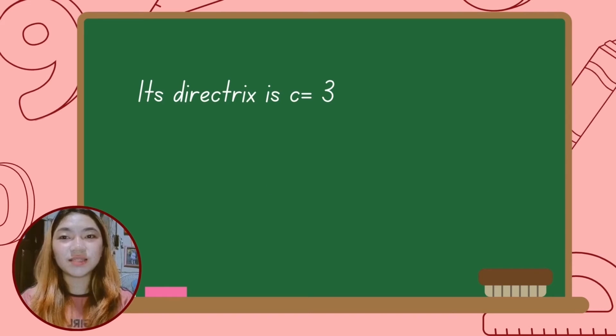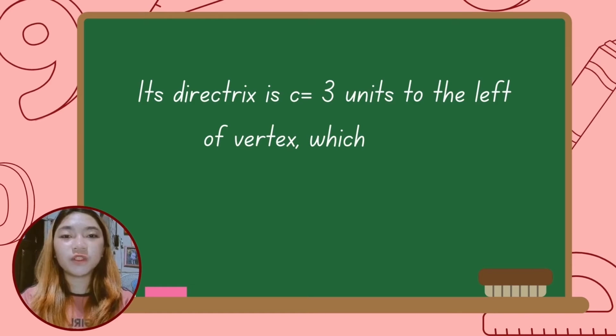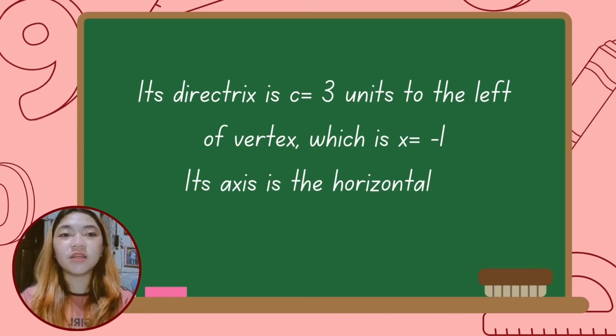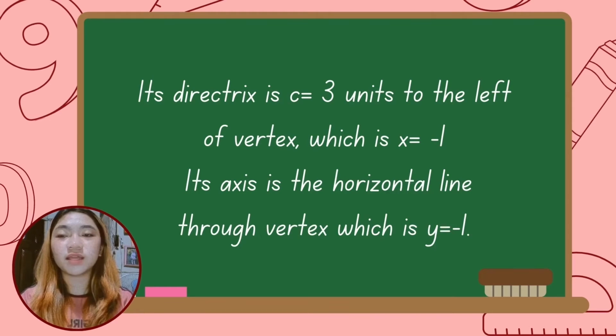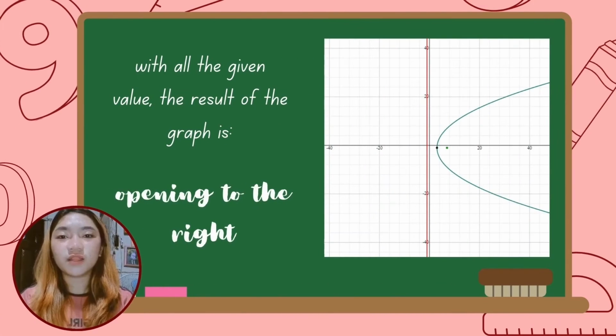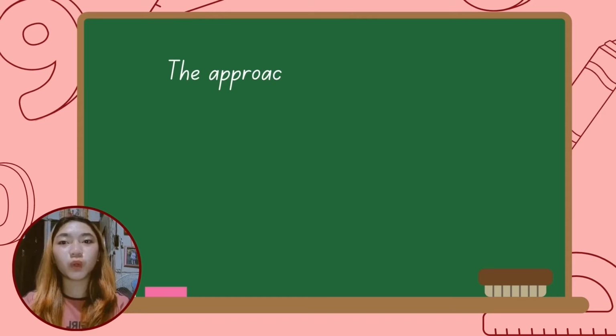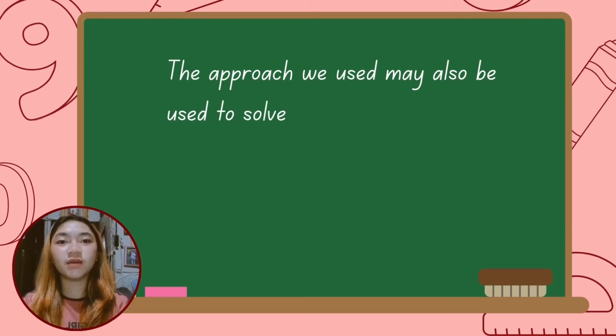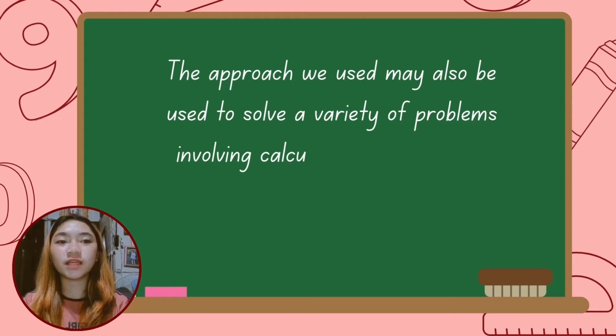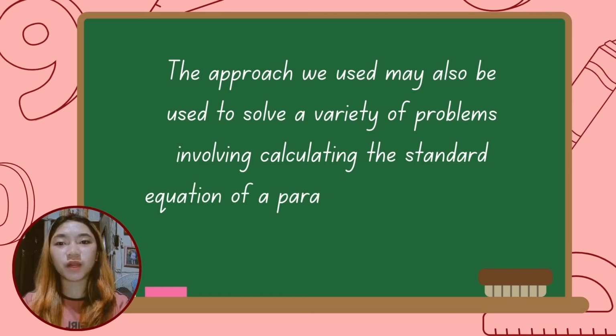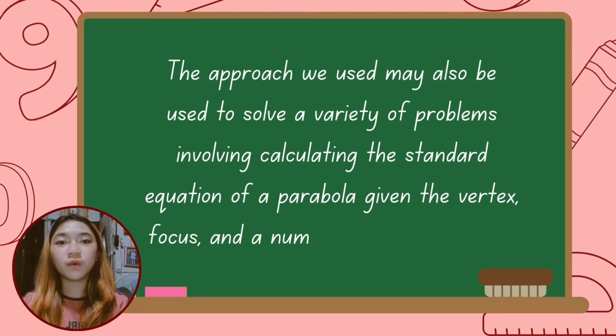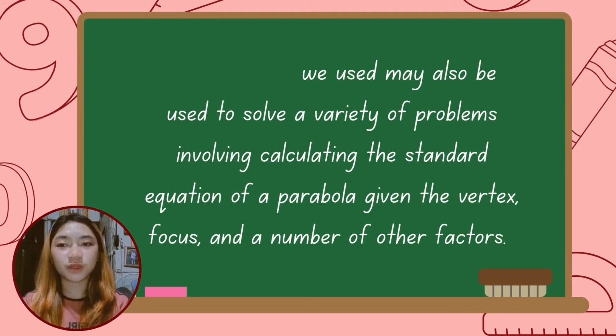Its directrix is c units to the left of the vertex, which is x equals negative 1. Its axis is the horizontal line through the vertex, which is y equals negative 1. With all the given values, the result of the graph is shown. This approach may be used to solve a variety of problems involving calculating the standard equation of a parabola given the vertex, focus, and a number of other factors.